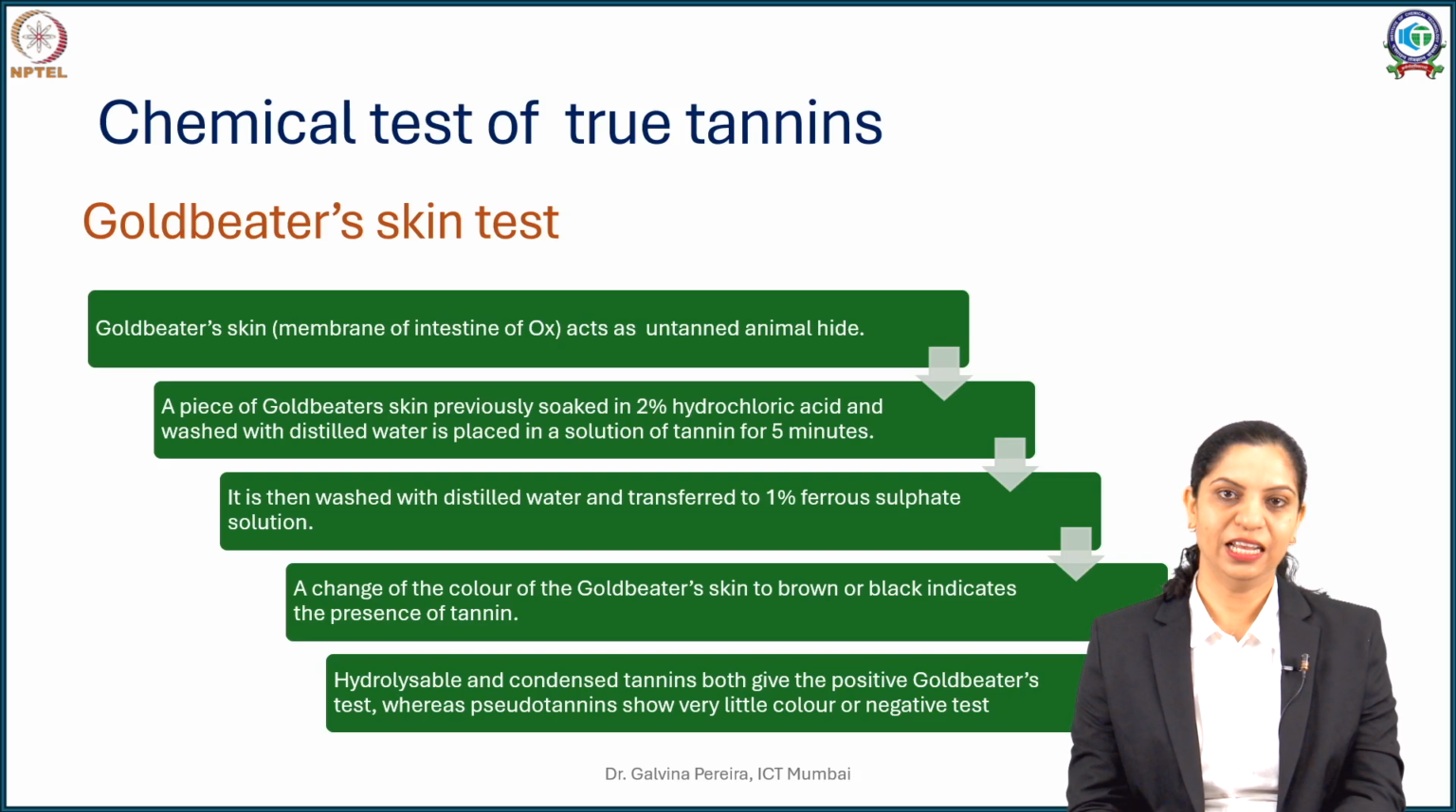The ox skin is nicely washed with water and then dipped in a solution called a mordant. Mordant acts as a fixative. It helps intensify the color and converts the animal hide into a deep brown-black leather, which you can easily assess by the change in appearance of the ox skin. If that skin turns brown or black, we say that the solution contains tannins. So that's a positive Gold-Beater's test.